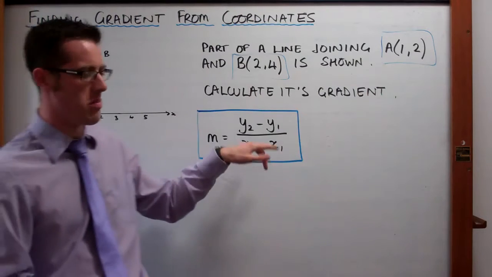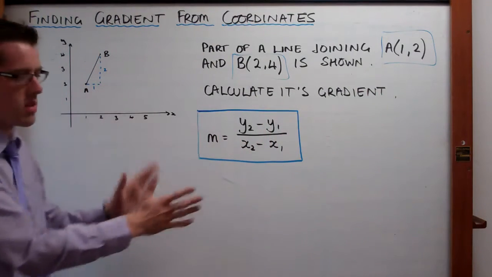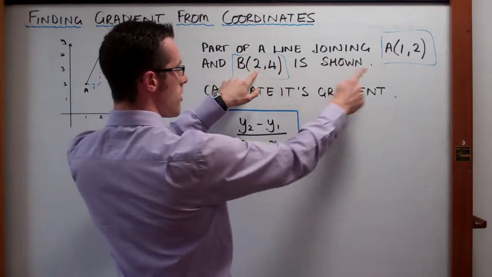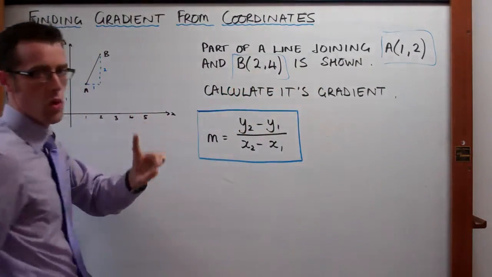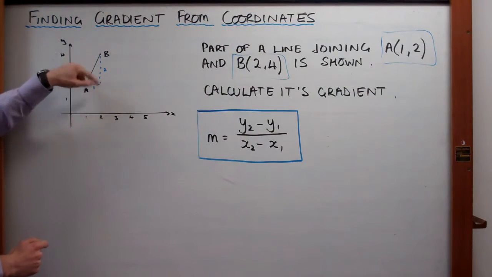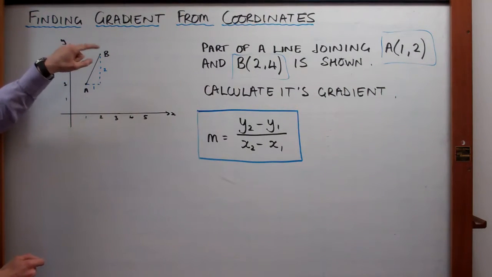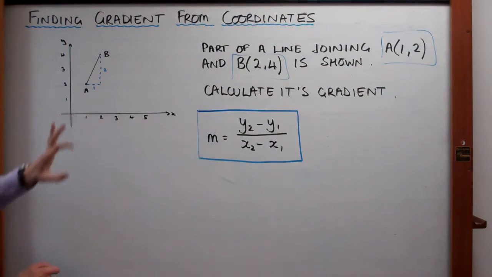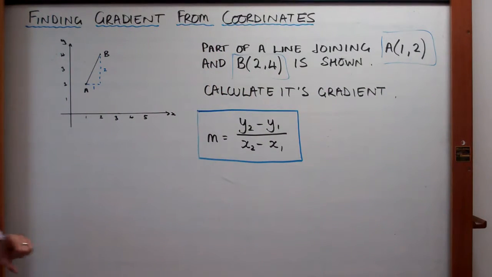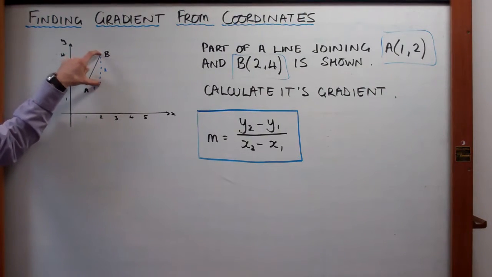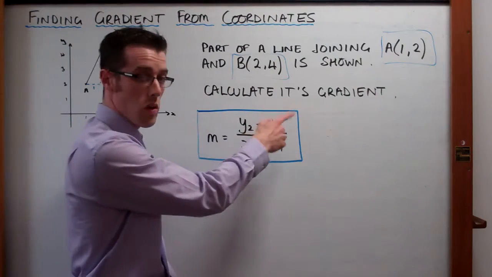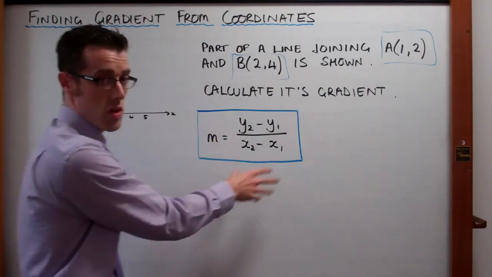So if we look at what that actually means in the context of this question, it's easier to see with the picture. If we look at the x coordinates, the difference between 2 and 1 is 1, right? So that's the horizontal distance. The vertical distance is the difference between the y coordinates. So we've got 4 and 2 for our y coordinates, so the difference between the y coordinates is 2. So that gives us our vertical distance. So this is really just another way of writing down vertical over horizontal, okay? But it's using coordinates instead.